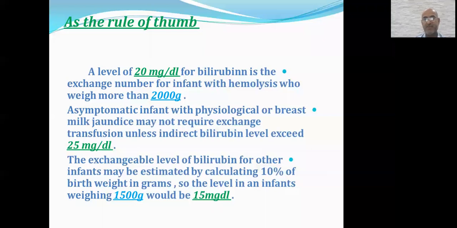A symptomatic infant with physiological or breast milk jaundice may not require exchange unless bilirubin exceeds 25 milligram per deciliter. Here, you should balance the general condition of your patient against the level of the bilirubin. But generally, we can follow a rule of thumb: we can take 10% of the birth weight in grams.